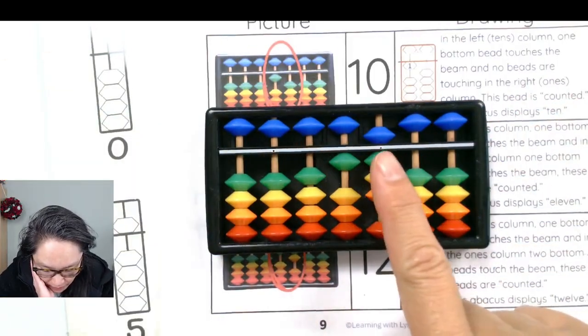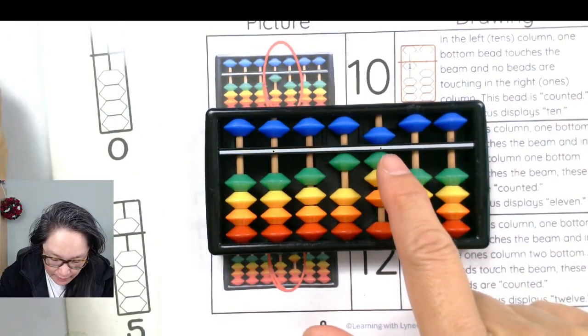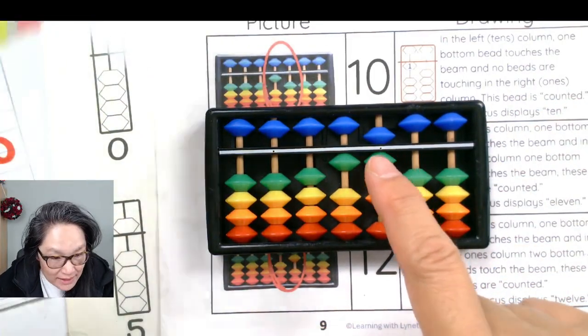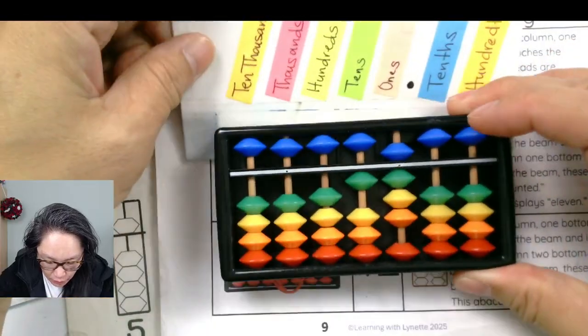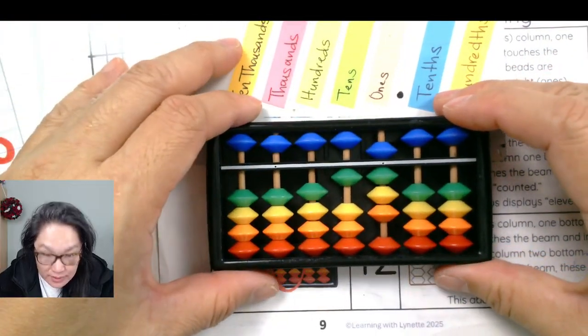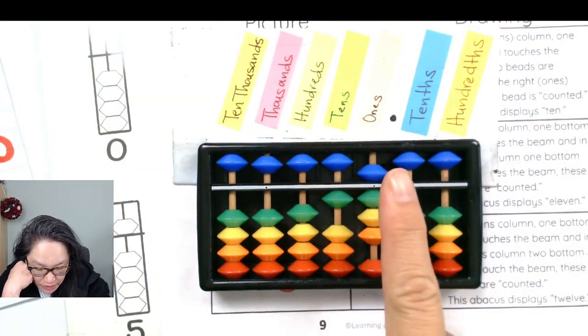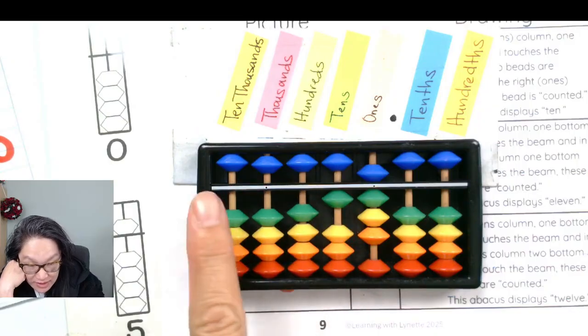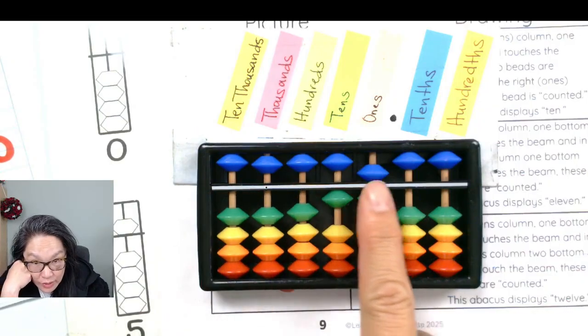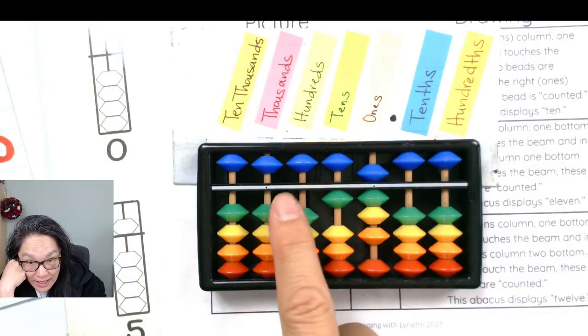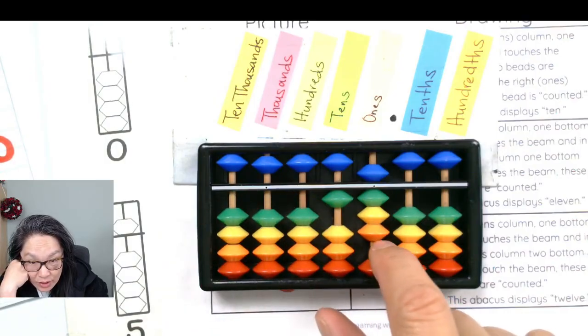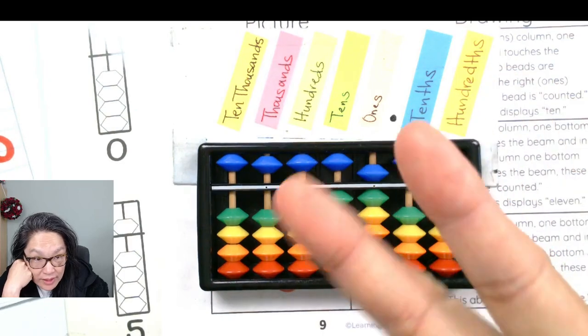Well, why am I here? I'm here because this is my ones indicator. Just like when we write our numbers, we have our ones, our tens, our hundreds, our thousands, our 10,000. And so what we're doing is we're learning how to read the abacus. After we learn how to read the abacus, then we can go into adding, subtracting, multiplying, and dividing.